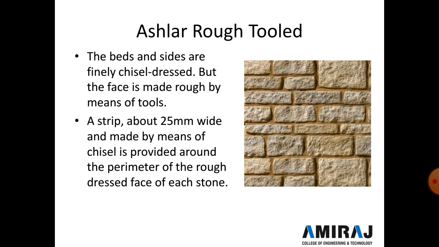So what is thickness of the joint? Joint thickness is the material used to join the two stones. Here, between the two stones a line is seen, and this line shows the material.